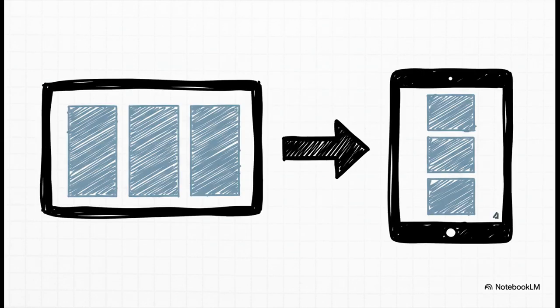And bam, here's the result. The moment that screen gets smaller than our set point, those three columns automatically stack up into one single neat column. The content is now perfect for a tablet. No more horizontal scrolling. It's the same exact content, just rearranged for a way better experience.